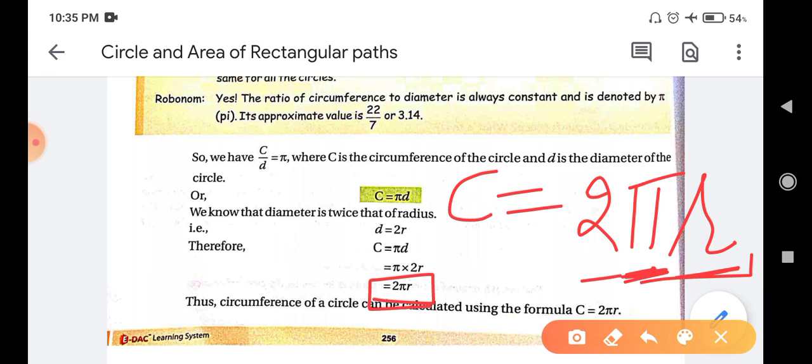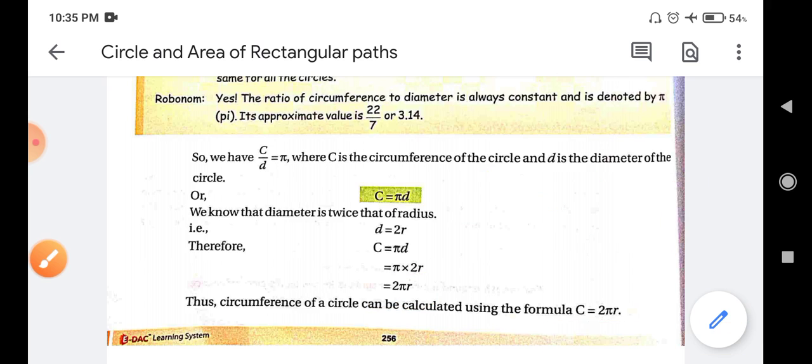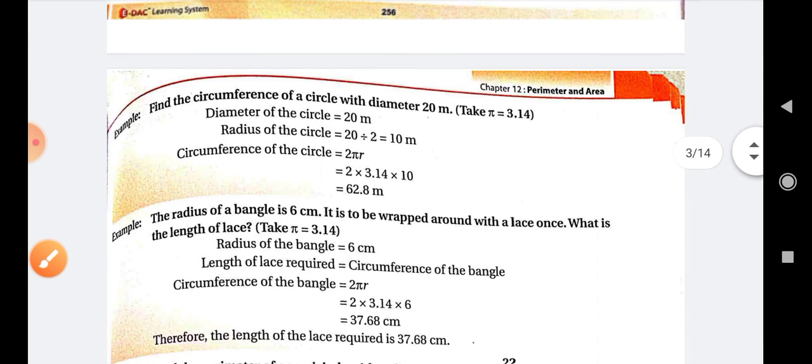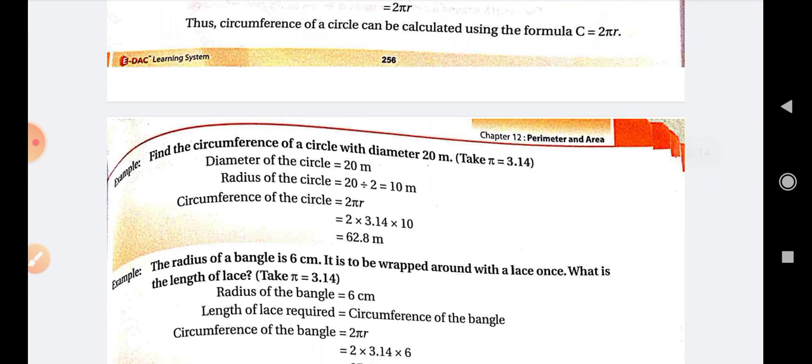You have to write it in the multiple of 2, that is, the formula to find the circumference of a circle will be 2 into pi r. So this is the formula. Now we have to solve some examples by using this formula.